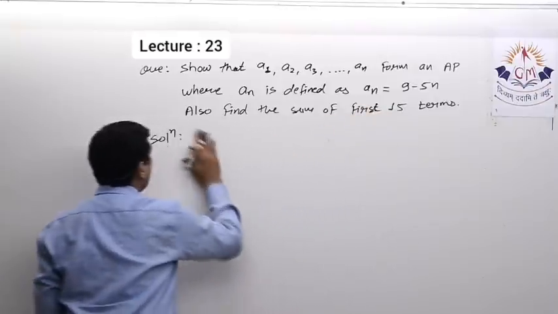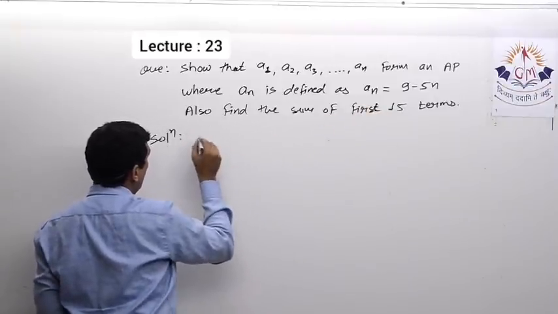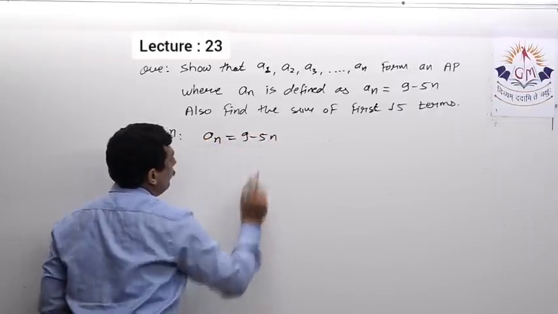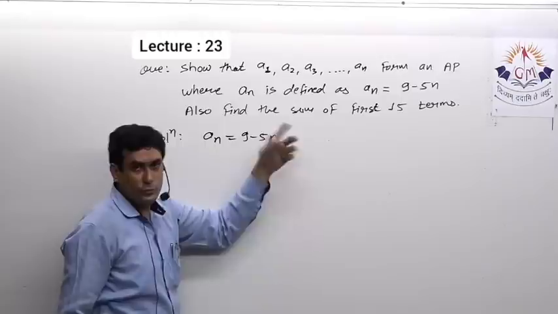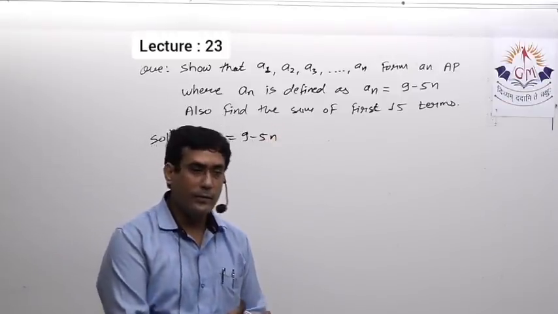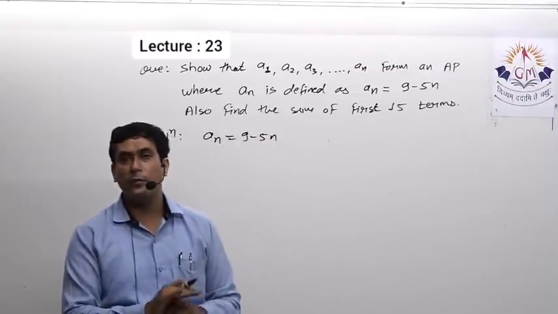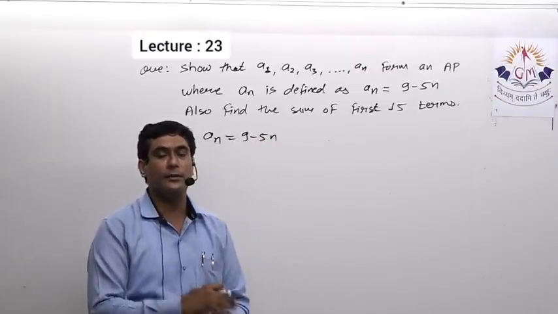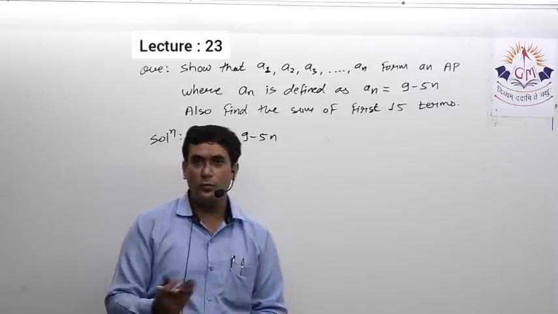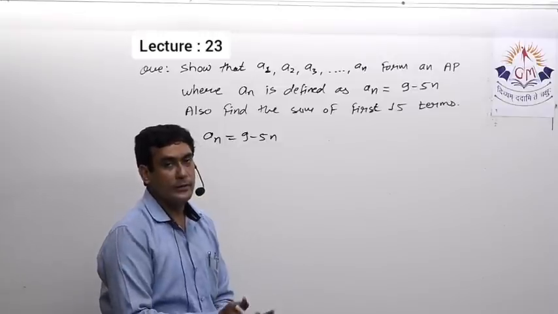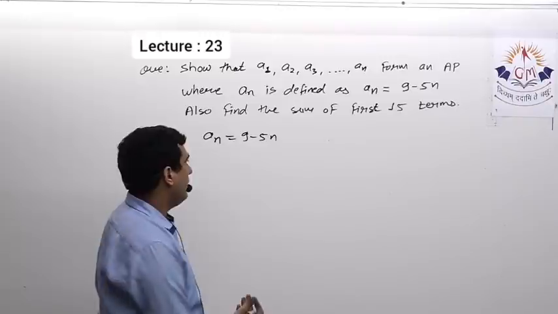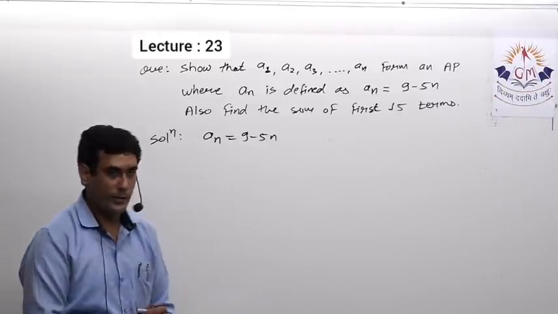Okay, so first we'll see. an is equal to 9 minus 5n. First of all we have to show this is an AP. We already know how to show a given sequence is an AP. What we have to do, we have to take the difference, a2 minus a1, then a3 minus a2, then a4 minus a3. For at least 3 to 4 terms we have to show the difference, and if the difference in each case is constant, we can say definitely the sequence represents an AP.